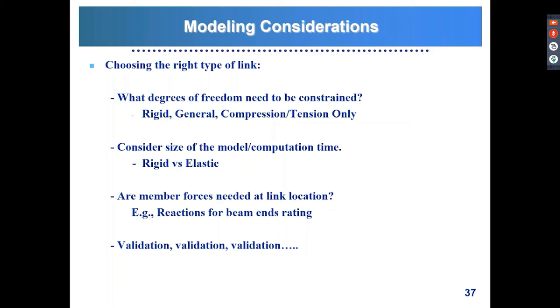And the last part of the presentation is the modeling considerations and tips. So how do you begin to think about what type of link you should be using in your structure? First thing you need to consider is what degrees of freedom you need to constrain. If you need all degrees of freedom constrained, then you could use a rigid link, right? Either rigid link or a rigid elastic link, depending on whether you need member forces or not, or depending on your application.